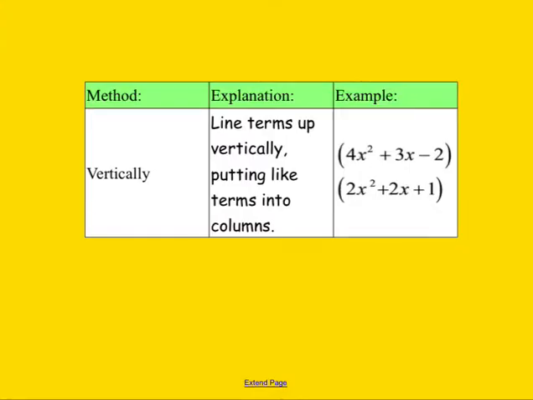So here's the method we're going to use to add polynomials vertically. You're going to line the terms up vertically, putting the like terms in columns. So if you have to skip over a column because it's not a like term, that's okay. We'll take a look at what that means here in a second. So let's go ahead and practice.